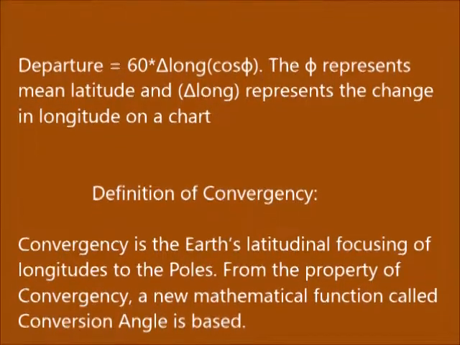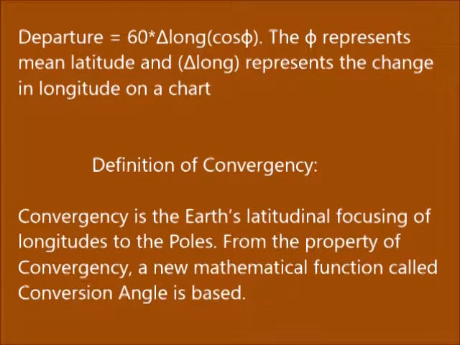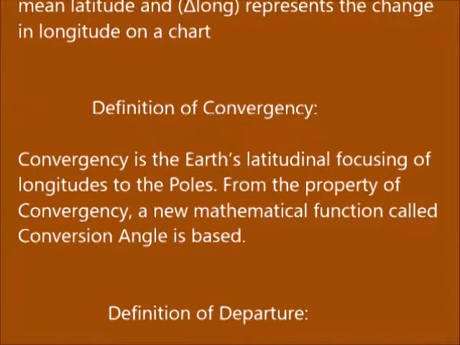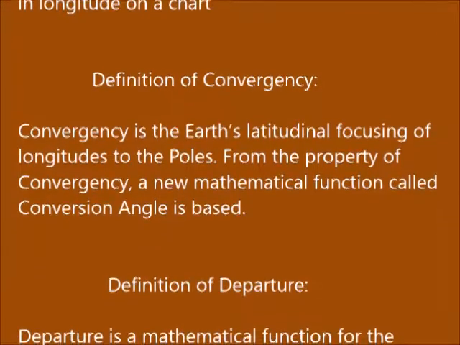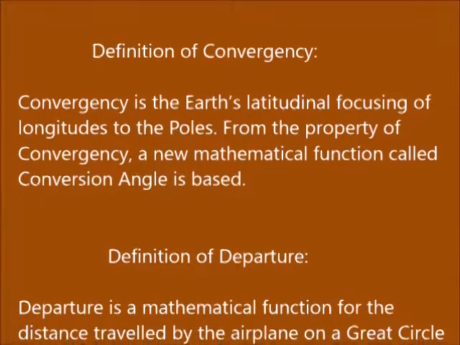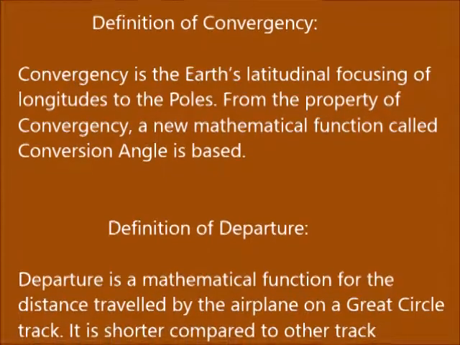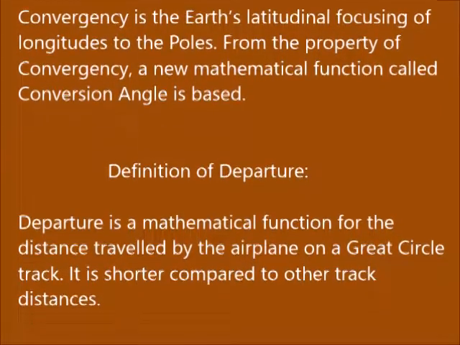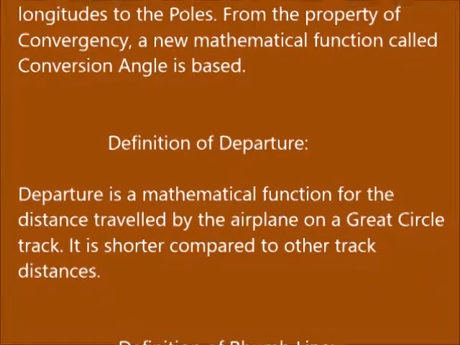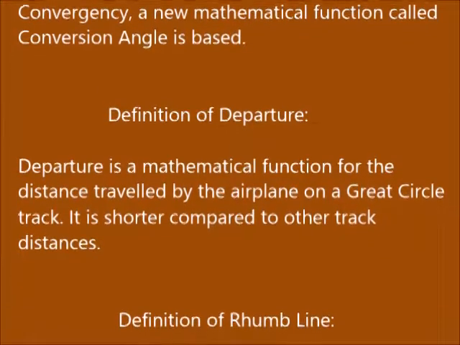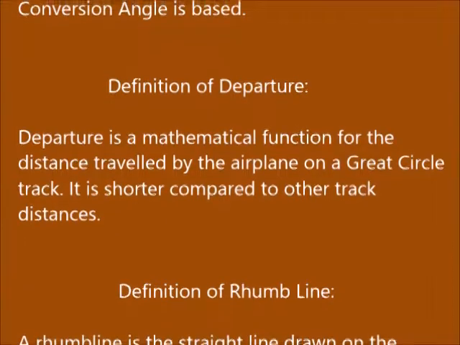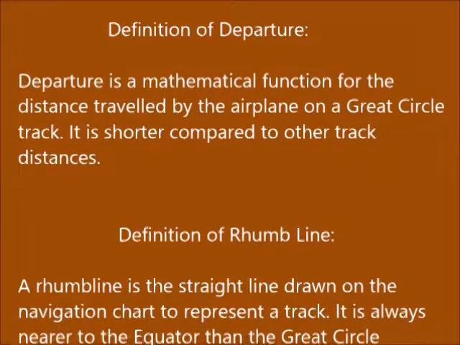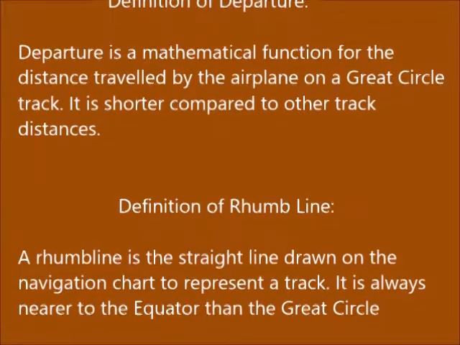Definition of convergency. Convergency is the Earth's latitudinal focusing of longitudes to the poles. From the property of convergency, a new mathematical function called the conversion angle is derived. Definition of departure. Departure is a mathematical function for the distance traveled by the airplane on a great circle track. It is shorter compared to other track distances.